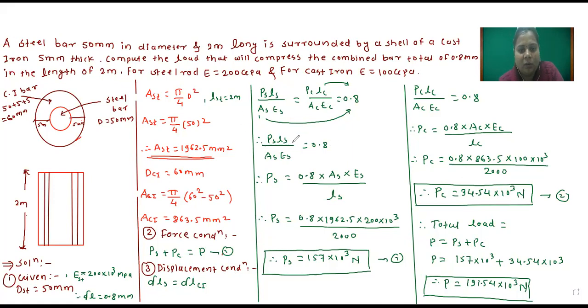So accordingly you have to convert the formula and find out the load taken by the steel rod and the load taken by the cast iron rod. Once you have the values for these separate rods, then you have to add them to get the total load. So the total load is equal to the load taken by the steel rod plus the load taken by the cast iron rod. Therefore, P is equal to 191.54 into 10 raised to 3 Newton. So this is the second type of problem.